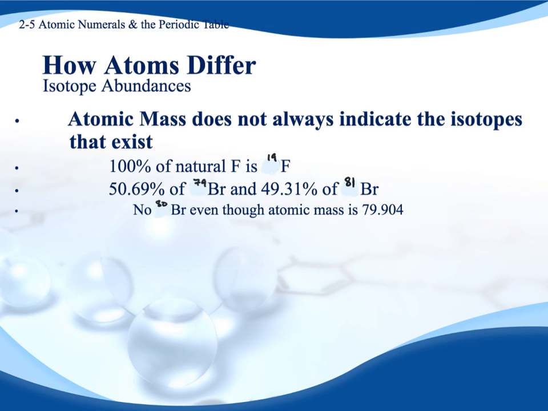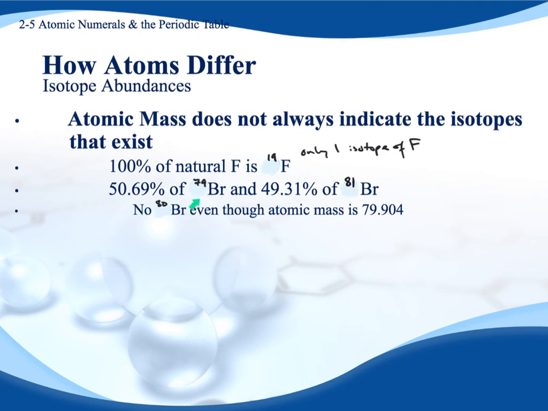So atomic mass does not always indicate the isotopes that exist. You have to be careful with this. For instance, if you look at fluorine on the periodic table, 100% of natural fluorine is fluorine 19. There is only one isotope of fluorine. It only comes in one variety naturally. You can try to make other ones, but they'd be radioactive. Naturally, there's only fluorine 19.